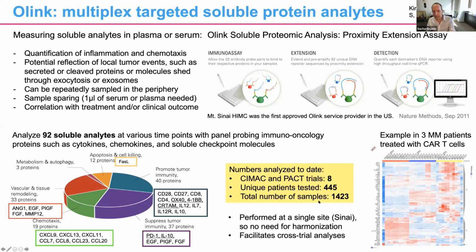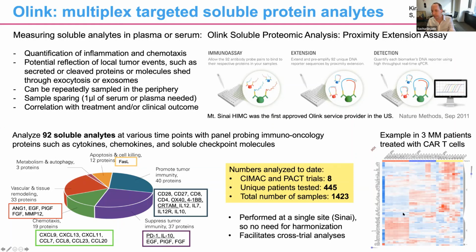And we've analyzed so far over 1,400 specimens across 8 different trials and 445 unique patients. And it's been performed at a single site at Sinai, so that facilitates our approach because we don't have to harmonize yet, but it will make it quite easy to do cross-trial comparison because the platform is very stable and always the same panel is used throughout every study.